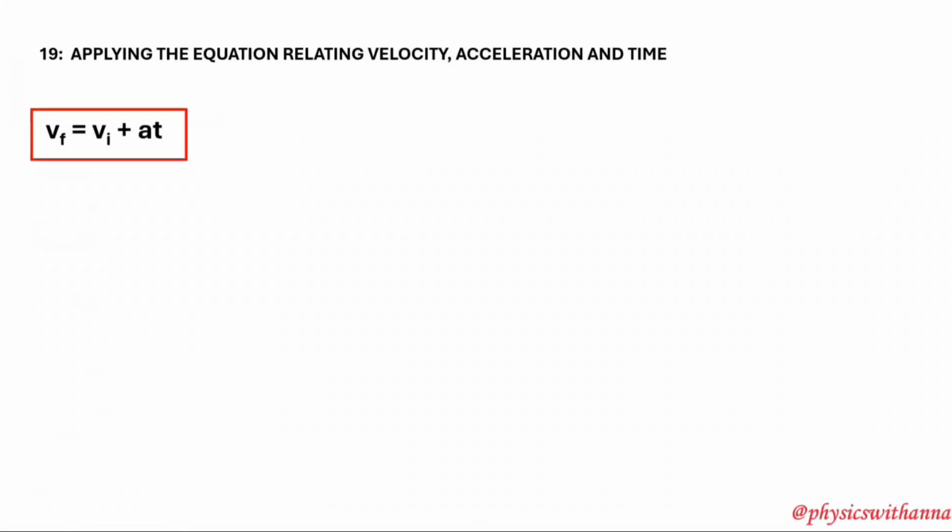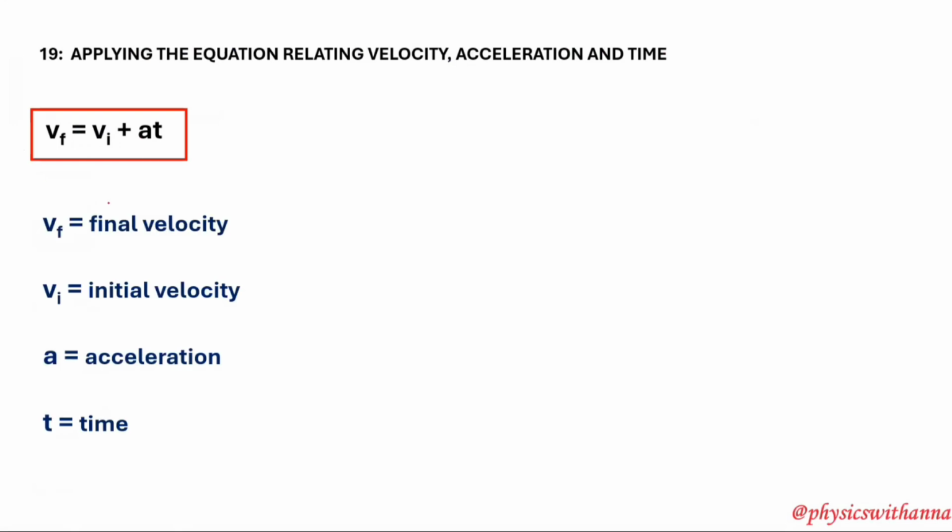In this video, we are going to discuss how to apply the equation relating velocity, acceleration and time. So the equation is V final equals V initial plus A into t, where V final here is the final or the end velocity. V initial is the initial or the starting velocity. A stands for acceleration and t is time.